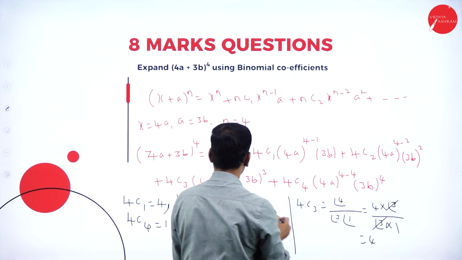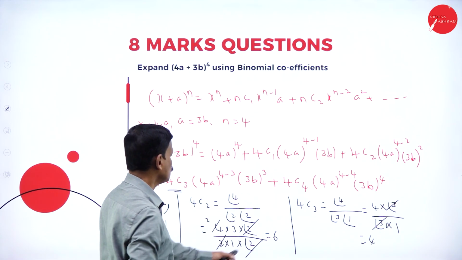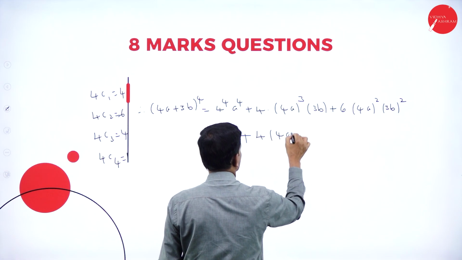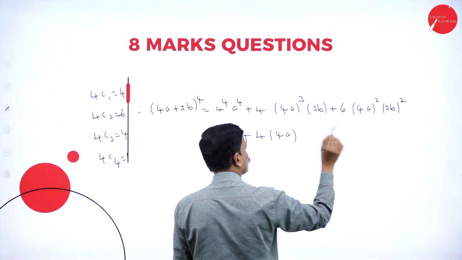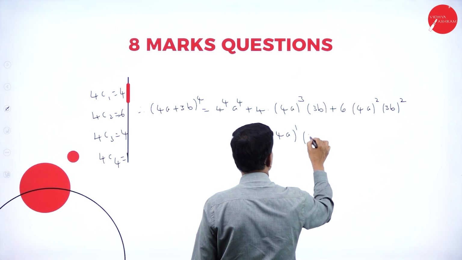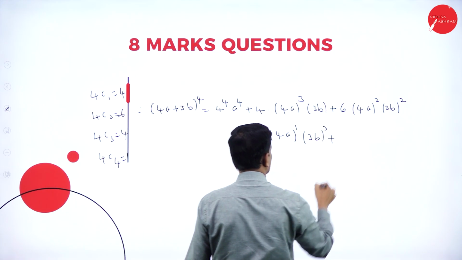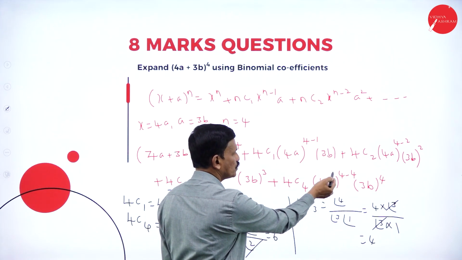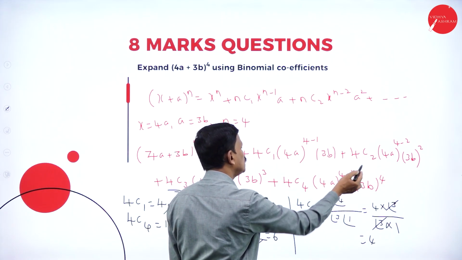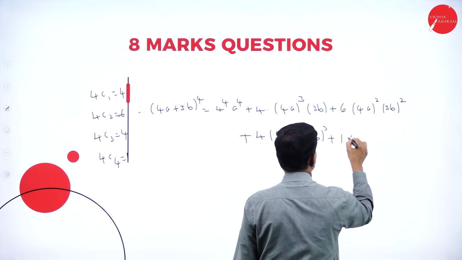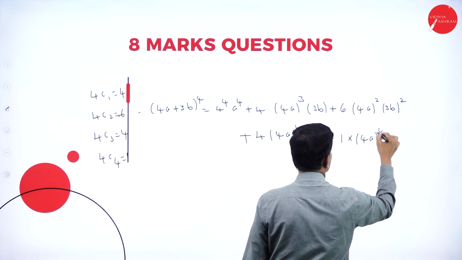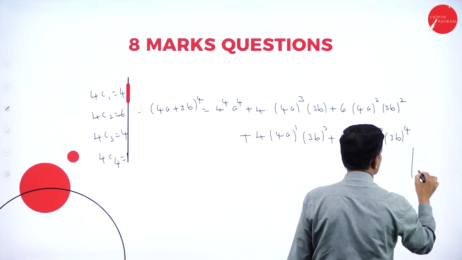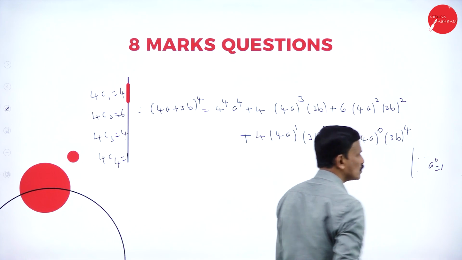Next, 4c3. What is 4c3? 4c3 is equal to 4 into (4a) to the power of 4 minus 3, which is 1, into (3b) whole cube. And the last term, 4c4. What is 4c4? 4c4 is 1 into (4a) to the power of 4 minus 4, which is 0, into (3b) to the power of 4. So 1 into (4a) to the power of 0 into (3b) to the power of 4. Since you know a to the power of 0 is equal to 1.